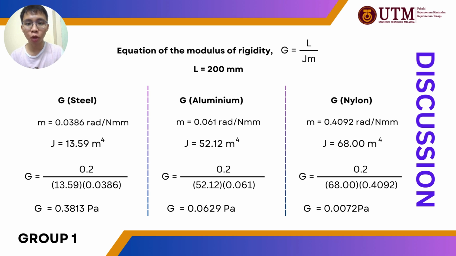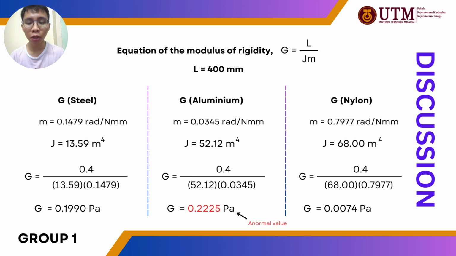Based on the graphs we obtained previously, we can start finding the modulus of rigidity by substituting the values into the modified formula. The torsional stiffness m is obtained from the graphs. It is the gradient of the graph. You may pause the video to go through the calculation.